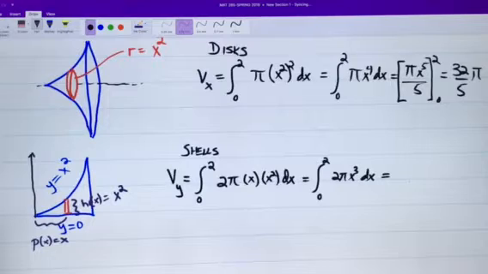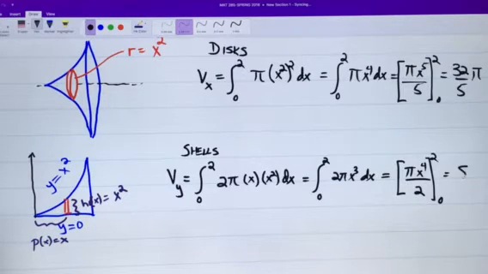For the antiderivative, we're going to have pi times x to the 4th over 2 as x goes from 0 to 2. Just taking what we have here, 2 to the 4th is 16 divided by 2. And so for the volume of the solid generated about the y-axis, this will come out to 8 pi cubic units, whereas what we had generated about the x-axis turned out to be 32/5 pi cubic units.